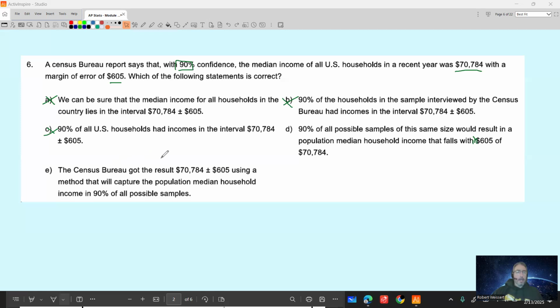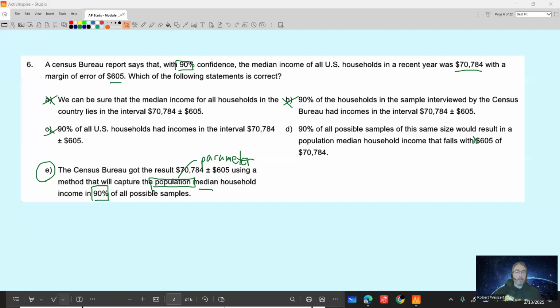The Census Bureau got a result 70,784 plus or minus $605 using a method that will capture the population. We're trying to capture the parameter, so that's what we're going for here, okay? It's going to capture the population median household income. Again, in this case, a median is our parameter, so we're trying to capture that. And about 90% of the samples, we're going to do that. So E is our answer.